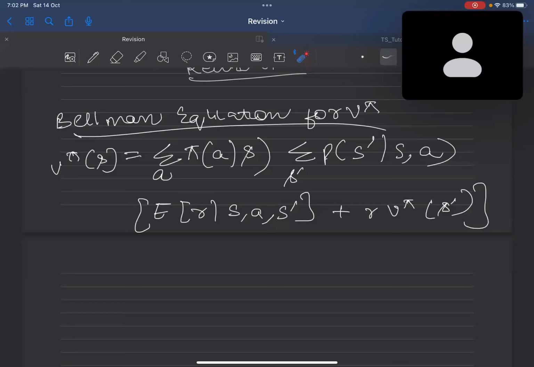V pi of S is the current state value function. I'm trying to define what the value is. The value is nothing but return only, right? Yes, it's return only. It's expected return, with respect to pi. Got it. Basically expected return, or I can say cumulative future reward. I can say the same thing only.